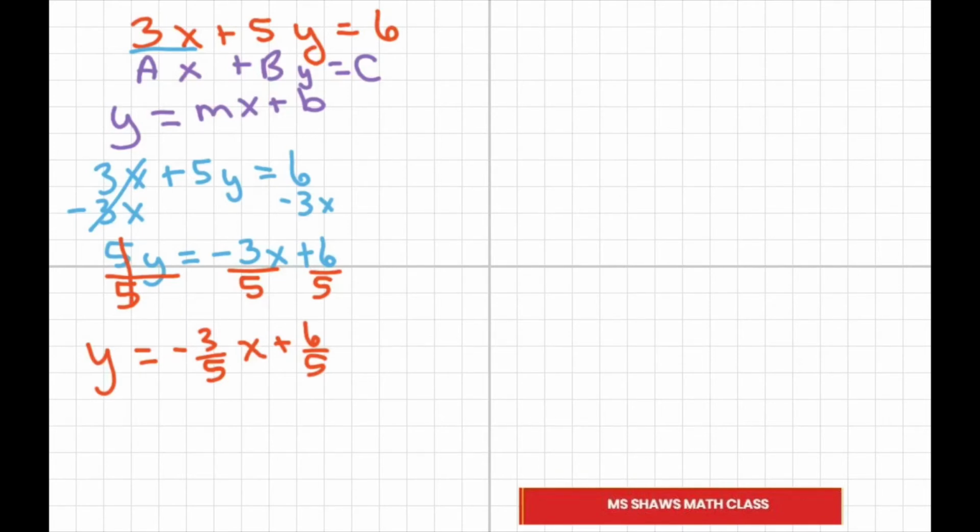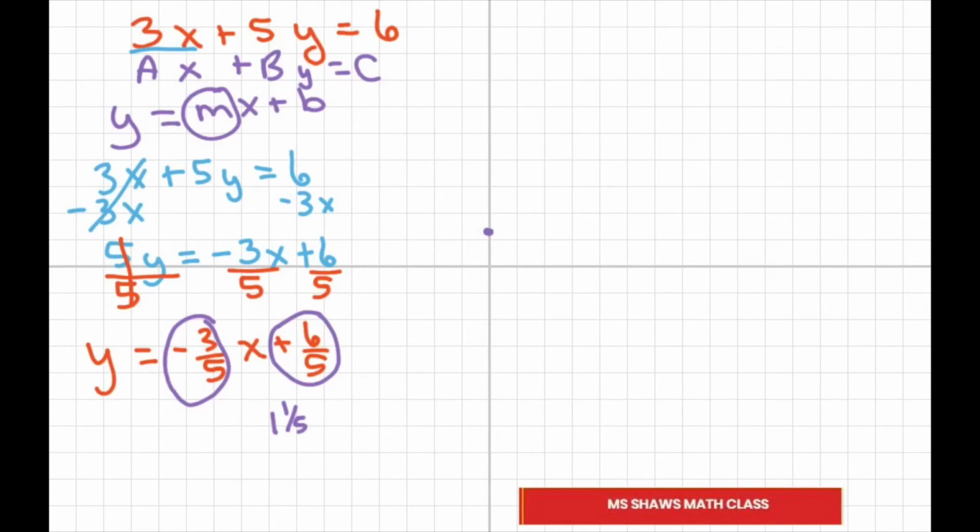So I'm going to graph this again. I'm going to go to my y-intercept, which is 6/5. That's about, if you divide this out, that's 1 and a fifth. So I'm just going to go up a little bit right here. There's your y-intercept. We're just going to estimate it. Now, again, here's your slope. Right here is your slope.